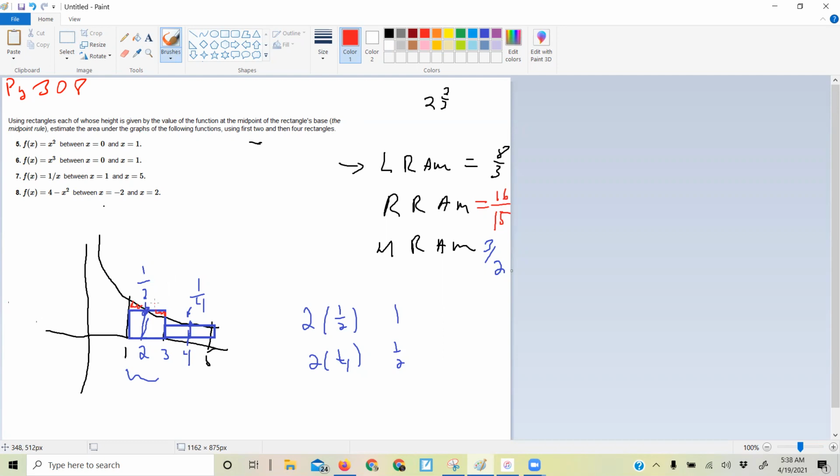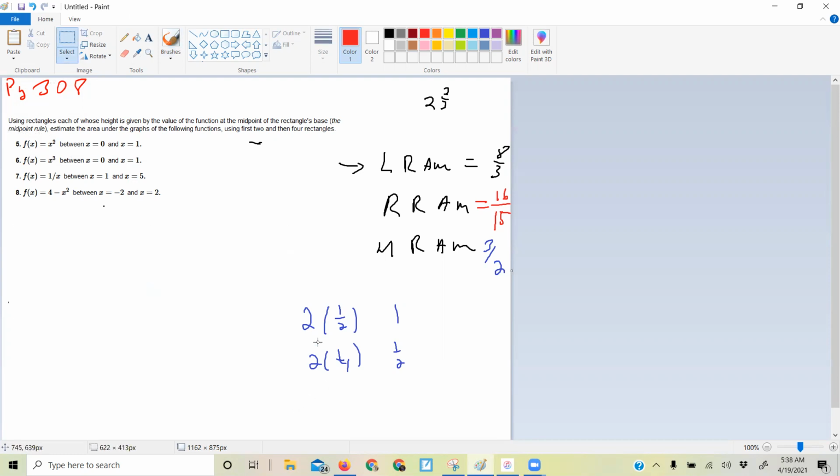Now, I'd get a better estimate if I use more rectangles. And that's where we go in, when we start talking about Riemann sums and the formula, doing a limit. I get ahead of myself though. So since you know about the midpoint rule and all that, let's just jump right to what they want us to do, which is 4 rectangles.